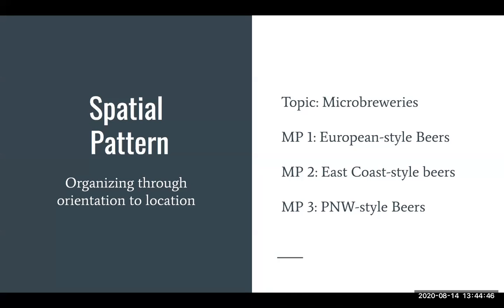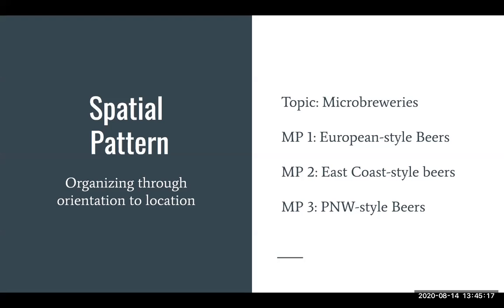If our topic is microbreweries, main point 1, maybe we want to talk about European style beers, like English pale ales, maybe talk about Guinness. Then in main point 2, we may want to talk about East Coast style beers, finishing with main point 3, Pacific Northwest style beers and how they tend to be a little hoppier than other places. So here, if you look at a map, we're going from one side of the map to the other as far as the different locations that we're talking about.